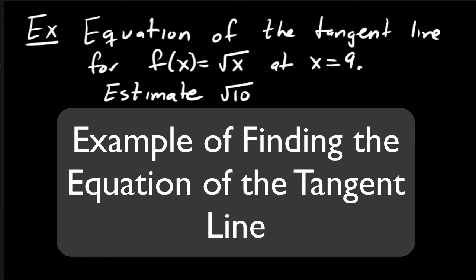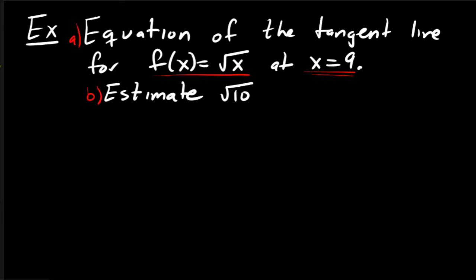Okay, so let's say we want to find the equation of the tangent line of the following function, square root of x, at x equals 9. And then we want to use that to estimate square root of 10. So let's not worry about this one for a moment. Let's just focus on finding the equation of the tangent line for the function at x equals 9.